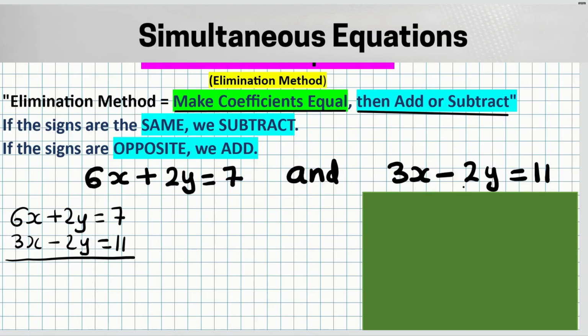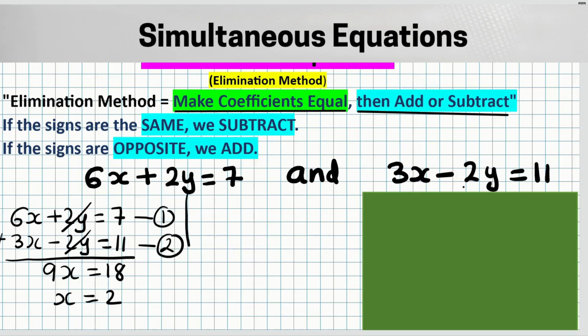So now tell me, will you add or subtract? The sign is opposite. When the signs are opposite, equation 1 and 2, we are going to add. So adding 1 and 2, this becomes 0. So 6x plus 3x becomes 9x is equal to 18. So value of x becomes 2.